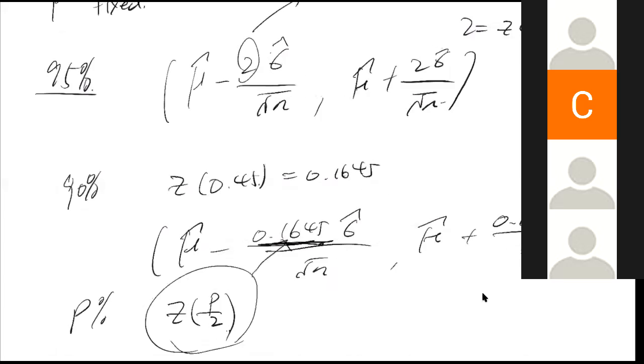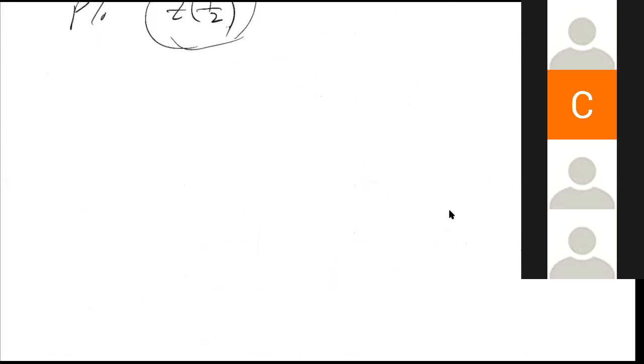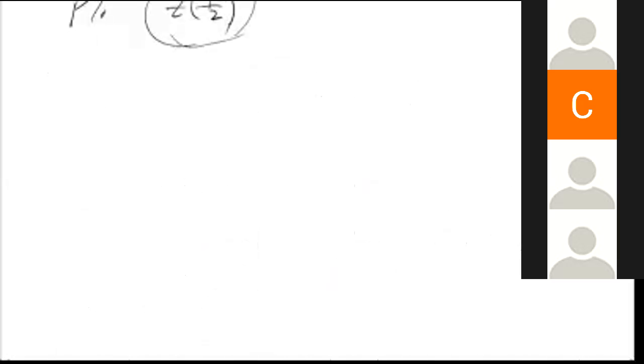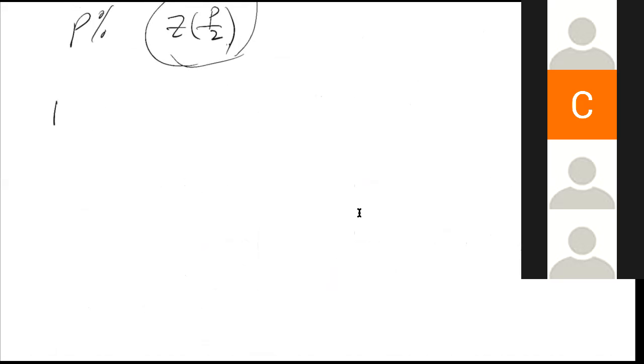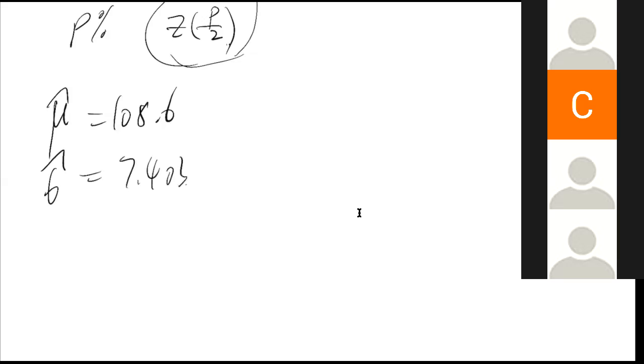Okay, so that's pretty much a review on confidence interval. Let's go back to this problem. This problem says we want to find the 95% confidence interval for this sample. Since we already have the value of mu bar equal to 108.6 and sigma bar equal to 7.403, we just plug into the confidence interval formula to get the confidence interval, and n is 5 in this case.